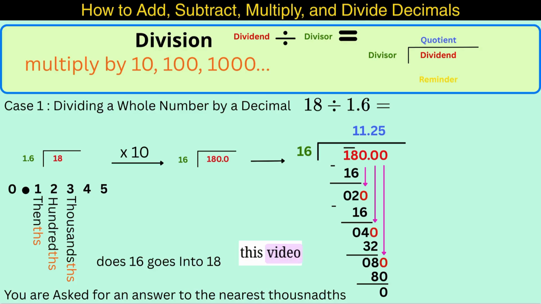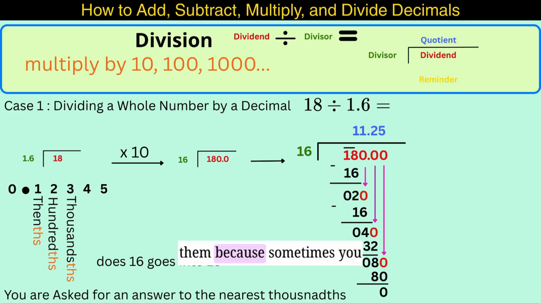Hi everyone, in this video I will show you how to divide decimals. But before that, you need to know certain things. The first one, you have to know the names after the decimal point. So the tenth place, the hundredth place, and the thousandth place.